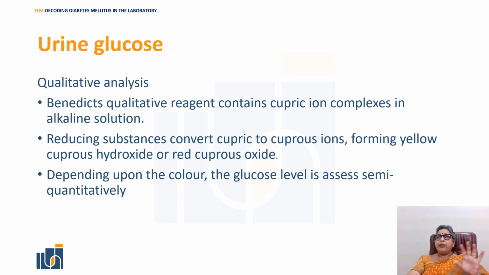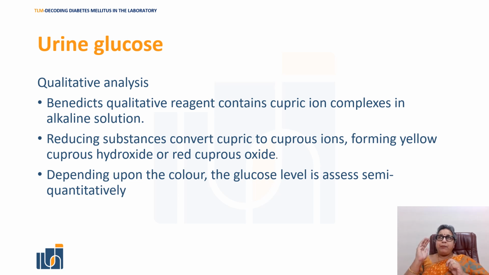Now that is about measuring plasma glucose. What happens in urine glucose? This also you get, urine sugar, urine sugar. We hear this so often in a laboratory. And in the measurement of urine glucose, you have qualitative, you have semi-quantitative, and you have quantitative.